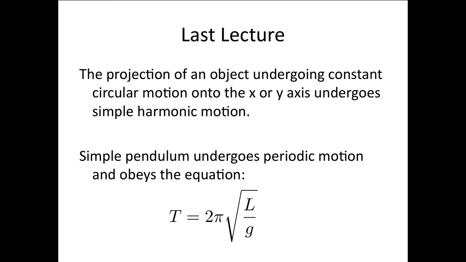First of all, a quick recap of the most important ideas from last lecture. We saw that the projection of an object undergoing constant circular motion onto the x or the y axis undergoes simple harmonic motion. We also said that a simple pendulum undergoes periodic simple harmonic motion and that it obeys the equation: the period for the pendulum is equal to 2 pi times the square root of L on g.